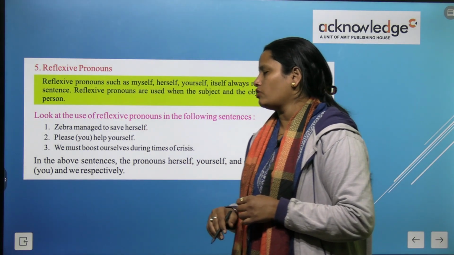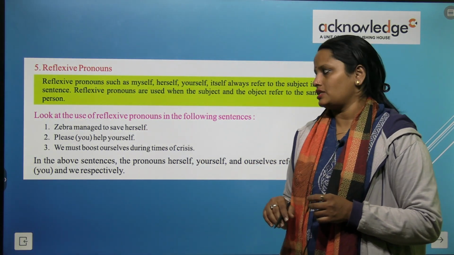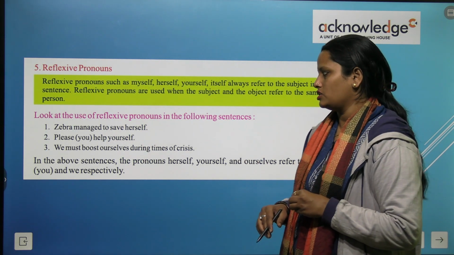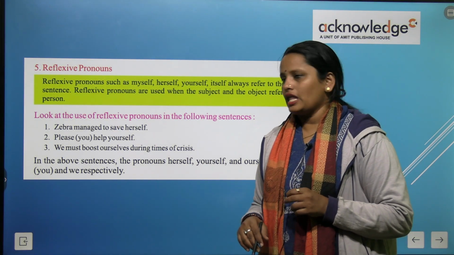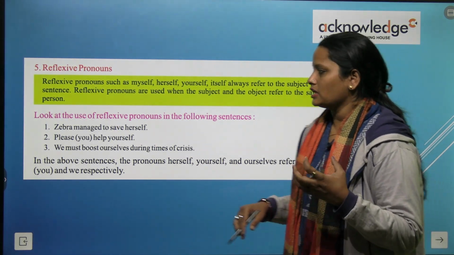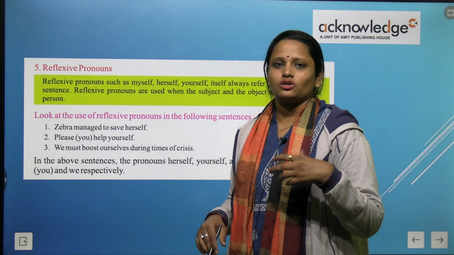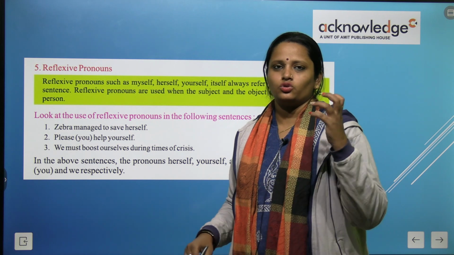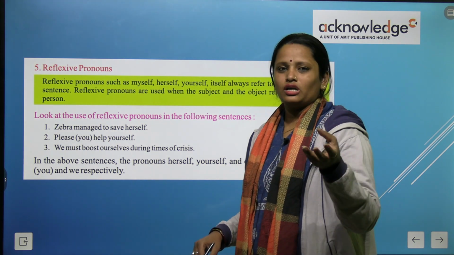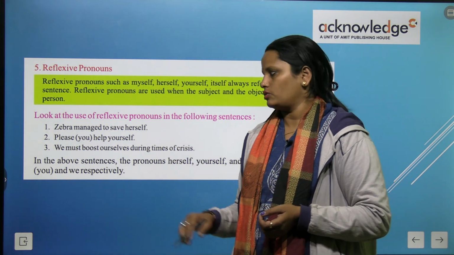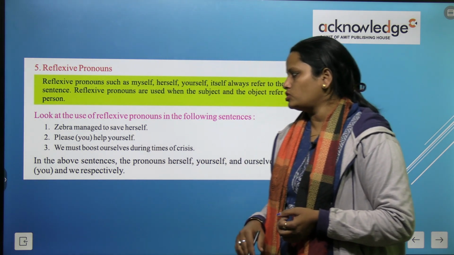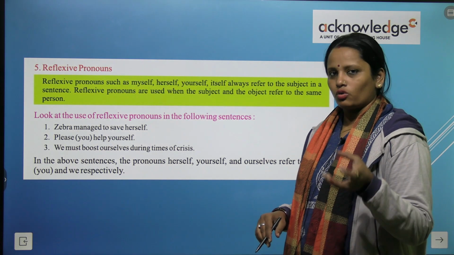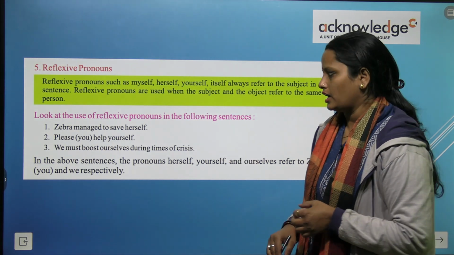Now look at the use of reflexive pronoun in the following sentences. Zebra managed to save herself. Please help yourself. अब यहाँ पे please है, आपको पता है कि please हम कब use करते हैं, जब हम किसी को request कर रहे हैं. So सामने वाले को request कर रहे हैं इसलिए यहाँ पे you लिखा है. So you हमारा subject है. So you को ही हम बोल रहे हैं कि अपने आप को help करो. We must move ourselves during the crisis. So we मतलब हम खुद की बात करें तो हम खुद के लिए हमने यहाँ पे ourselves use किया है.